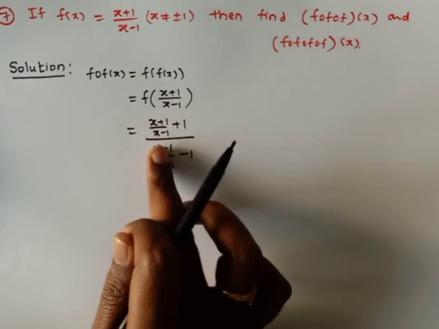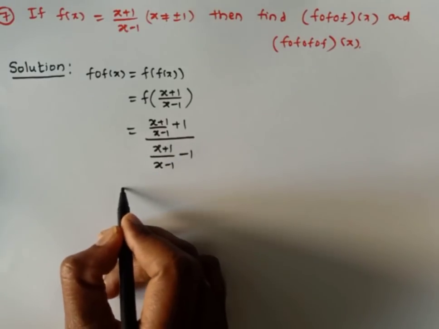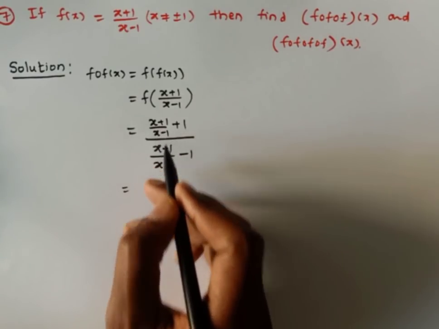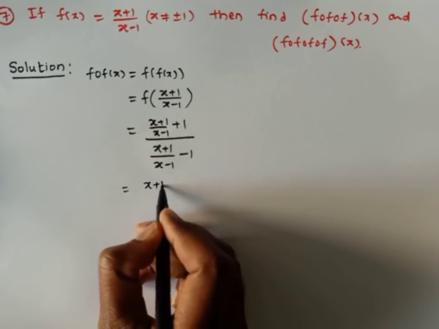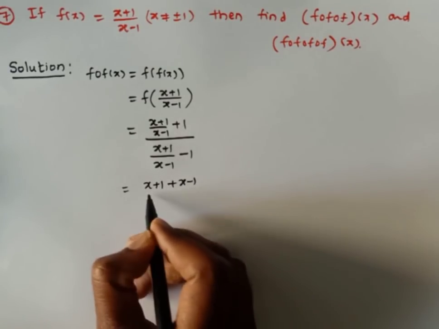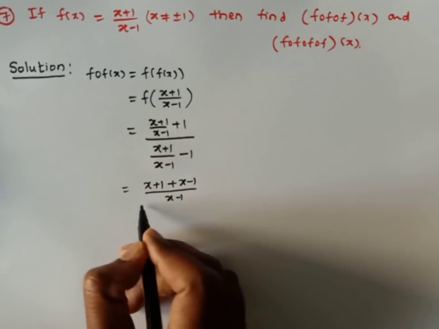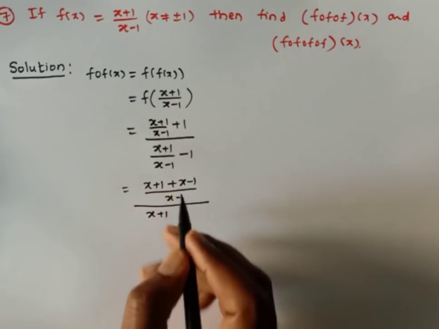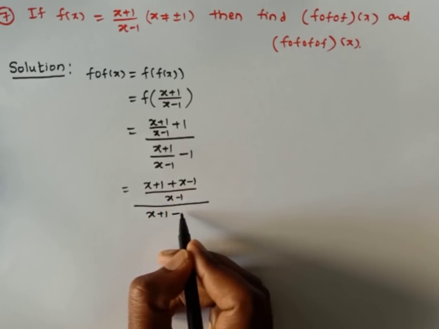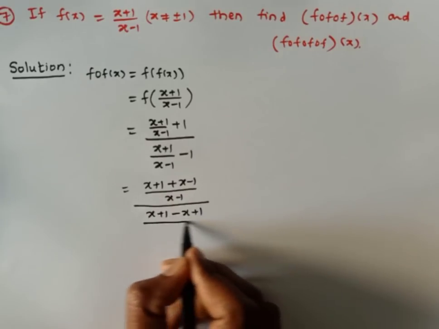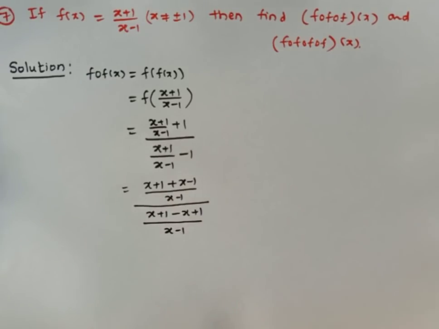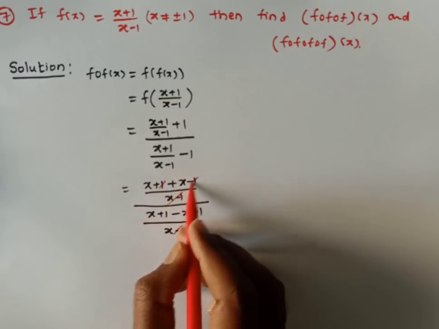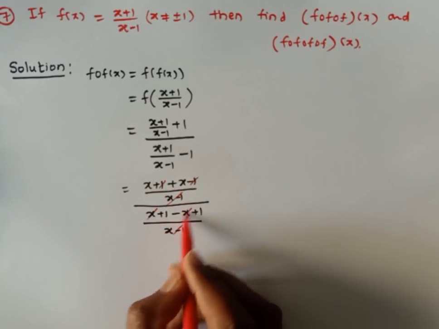Now it is in the form x plus 1 by x minus 1. Here in the numerator, x minus 1 is the LCM, so it is x plus 1 plus x minus 1 divided by x minus 1, whole divided by x plus 1, x minus 1 into minus 1 means minus x plus 1, divided by x minus 1. Now you can observe the numerator and denominator, the x minus 1 and x minus 1 get cancelled. In the numerator, plus 1 minus 1, and here it is plus x and minus x.